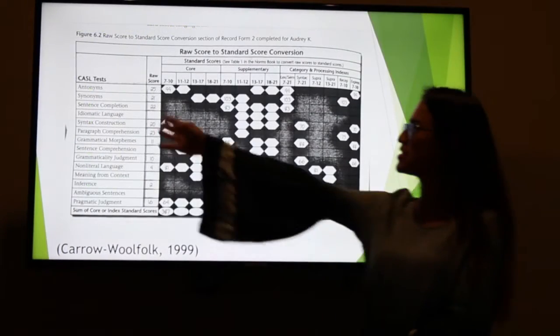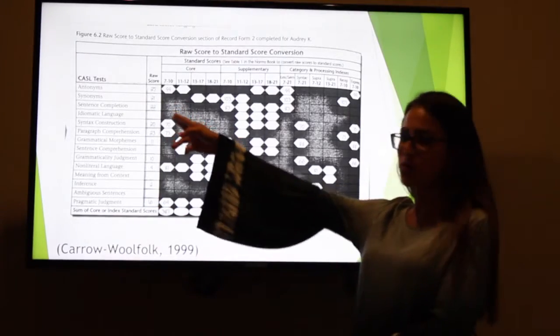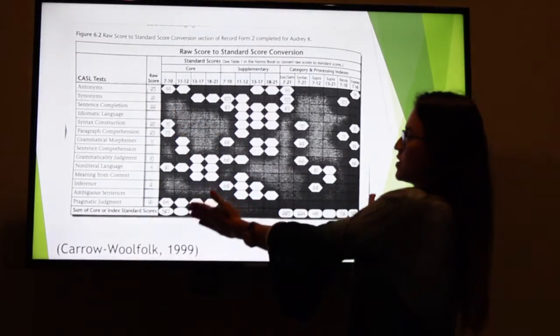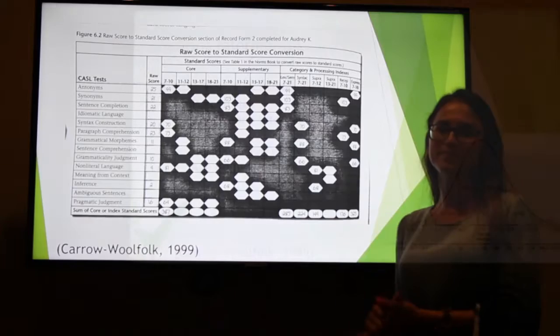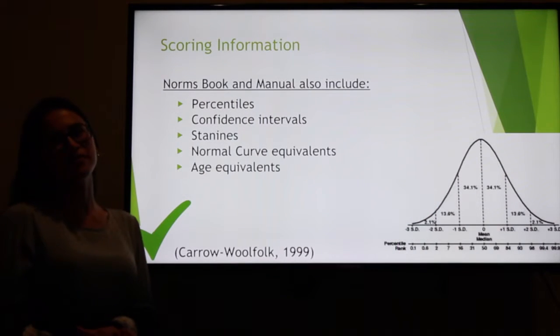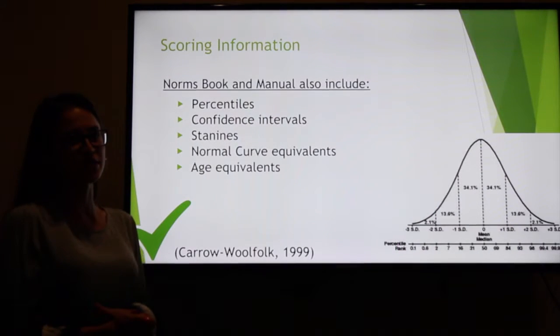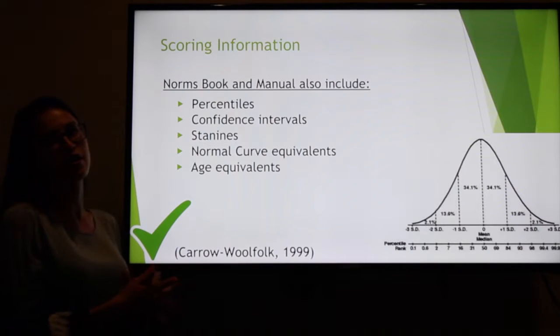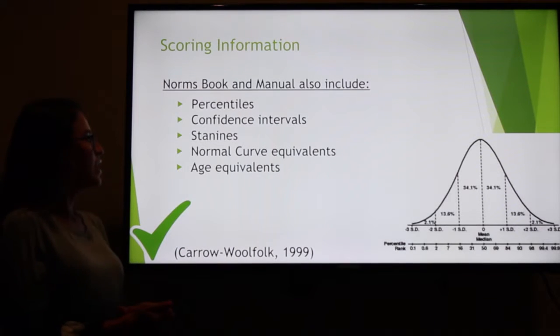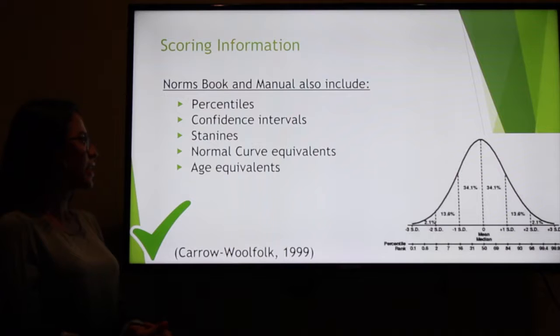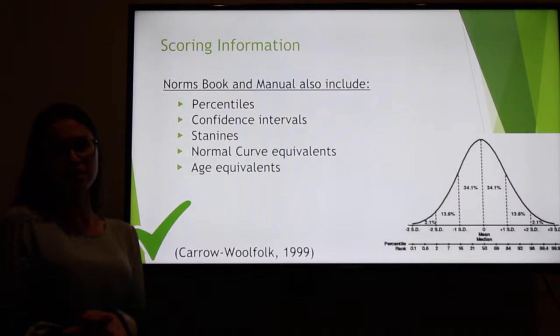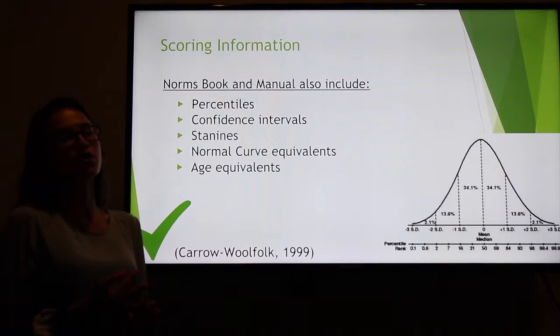Okay, so these are the subtests. And these are the raw scores that were transferred over, and then these are the standard scores for all the subtests. Once you have the raw score converted into a standard score, you can transfer it over into percentiles, confidence intervals, stanines, normal curve equivalents, and age equivalents. And you can find these both in the norms book or in the manual.